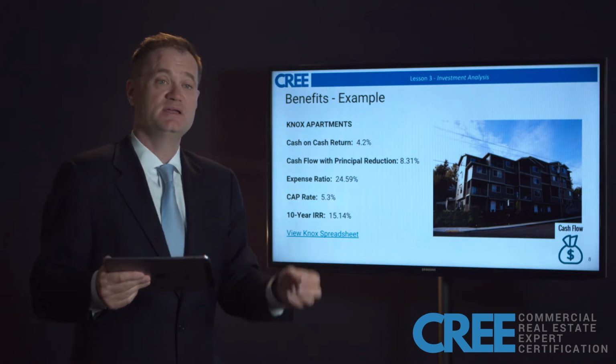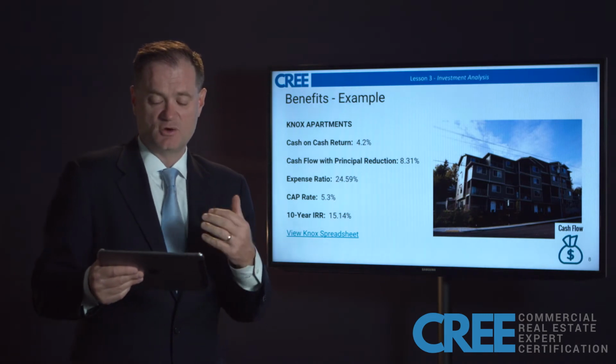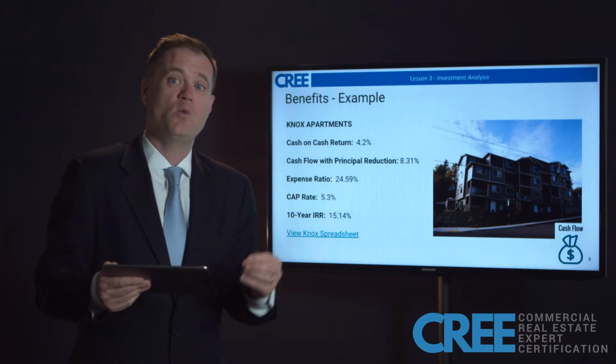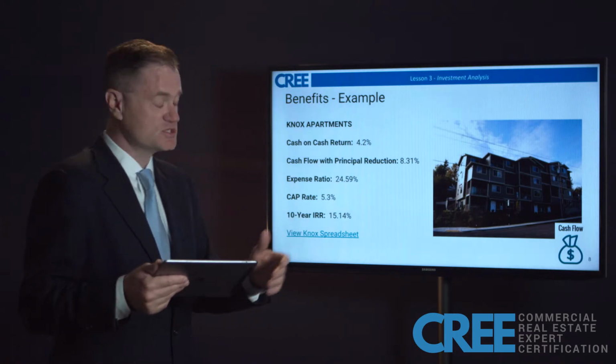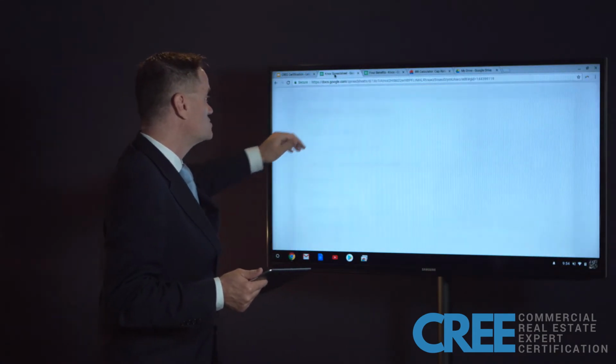But because they put money down and they got a loan and they're enjoying those benefits, their cash on cash return is actually a little bit less. It's 4.2%. And we're going to talk about why that is. And we're going to look at that on the spreadsheet here. Well, let's go ahead and go there right now. Let's bring up the spreadsheet, the Knox spreadsheet.